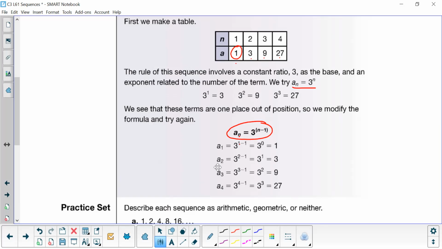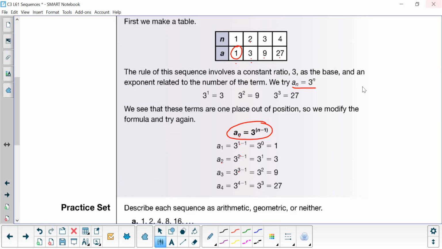Look at the next one. a sub 2, the second position would be 3 to the 2 minus 1. This just copies over, because minus 1 is part of my formula. 3 to the first power is 3, and that's my second value. The third one, a sub 3. I copy my 3 because it's 3 minus 1, and that gives me 2. 3 squared is 9, and you can see that that pattern continues.